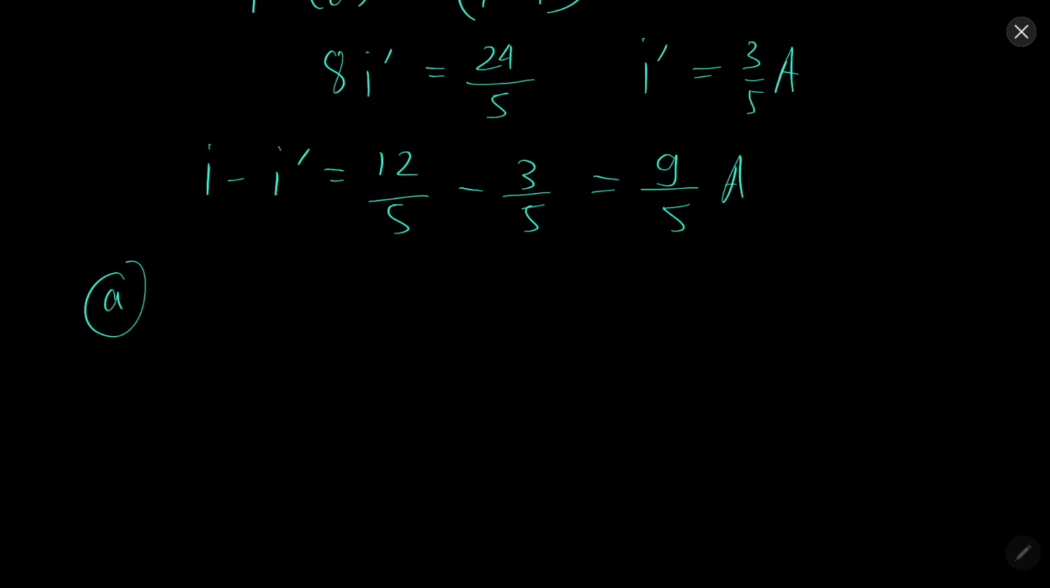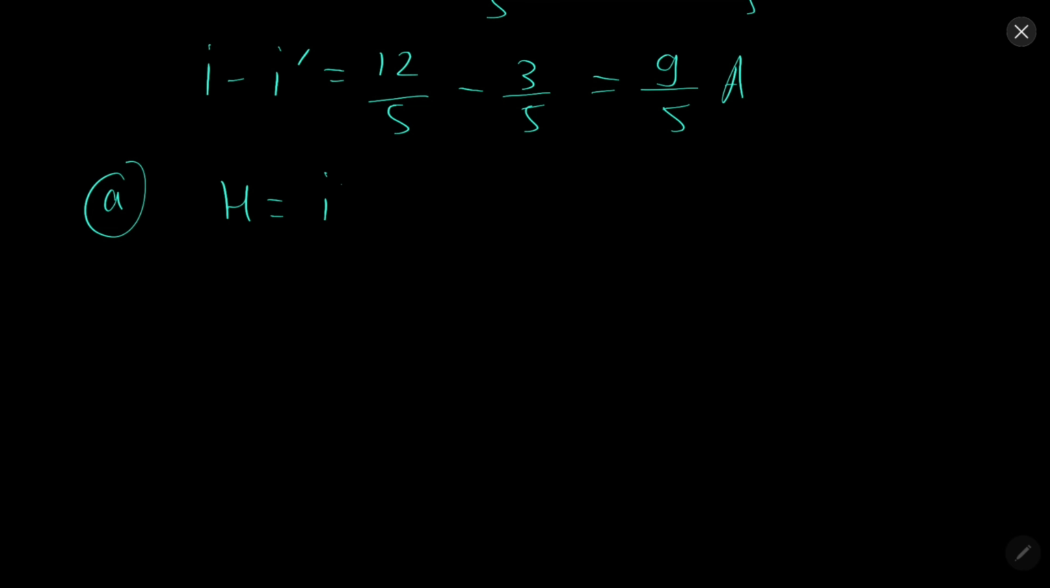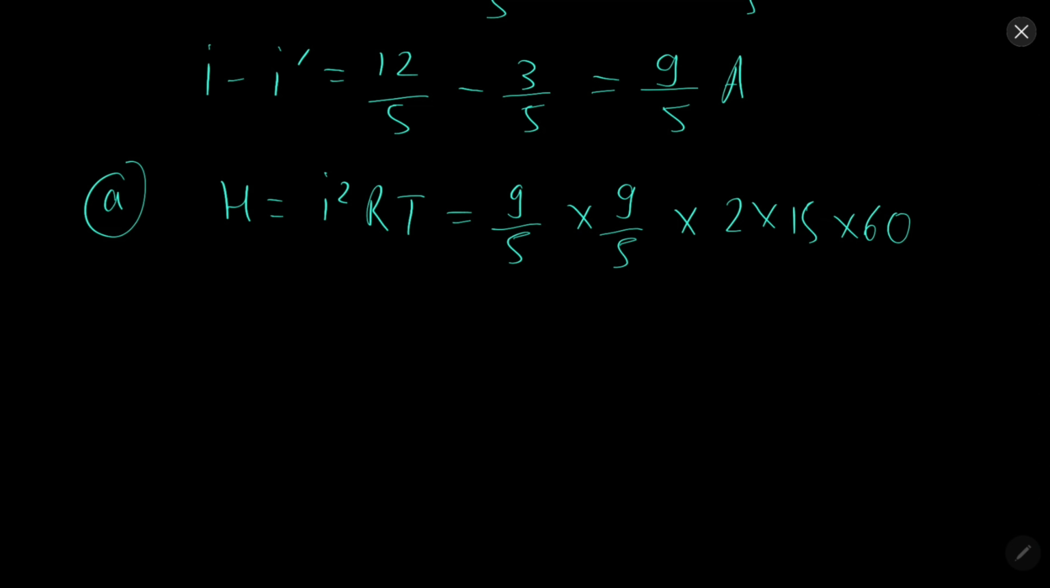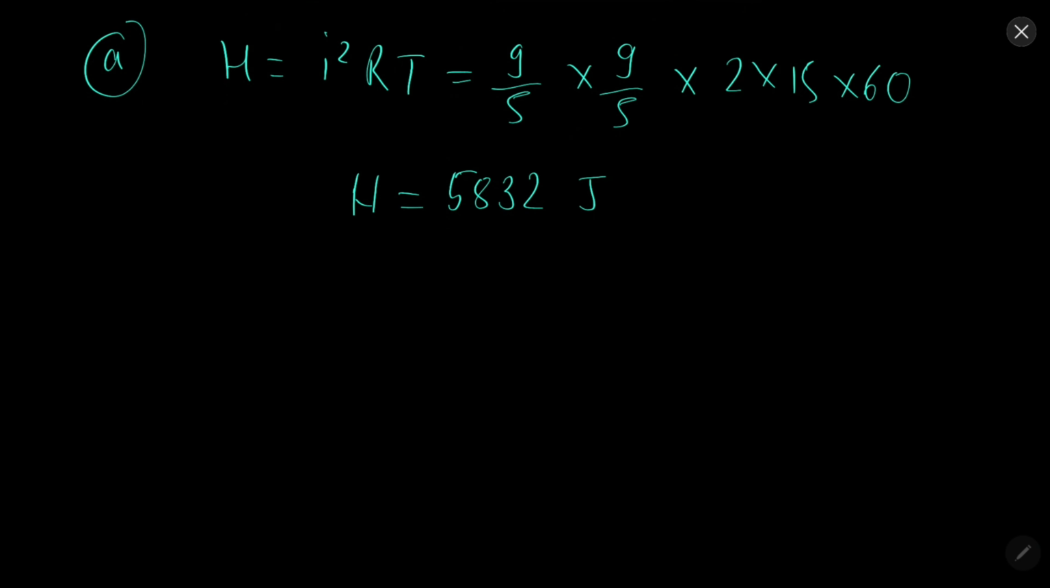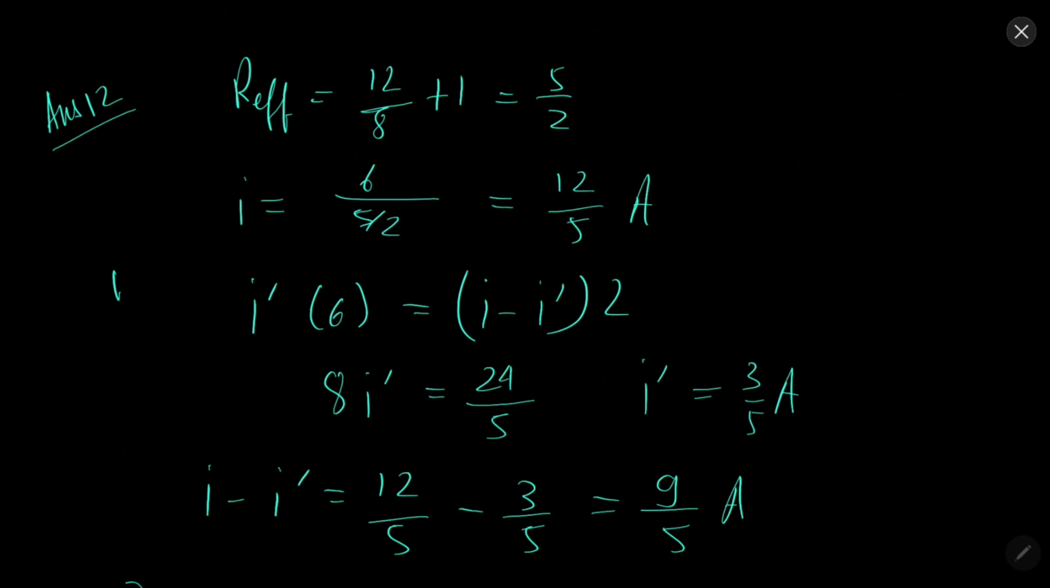Heat is I square RT, 9 by 5 square into 2 into 15 into 60. Heat will be 5832 joule. So this much heat will increase the temperature by 2.916 Kelvin.